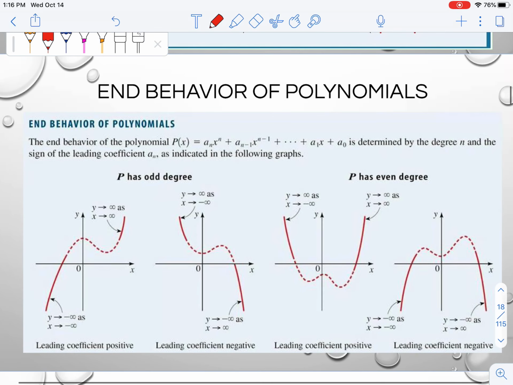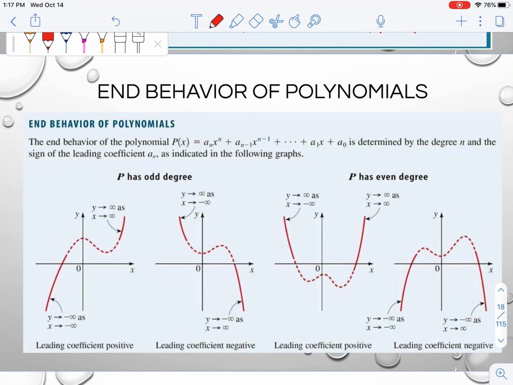End behavior of polynomials, all right? So given a polynomial, the end behavior of that polynomial, what happens where your arrows go off in 2 different directions, all right, on the left and right hand side of our graph, is going to be determined by the degree of the polynomial and the sign of the a sub n term, whether it's positive or negative, okay?